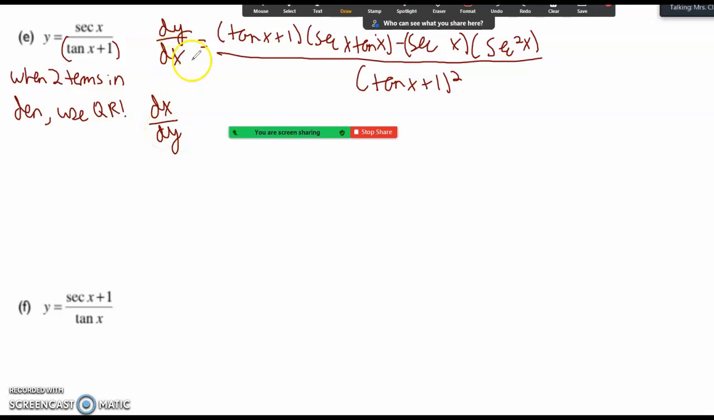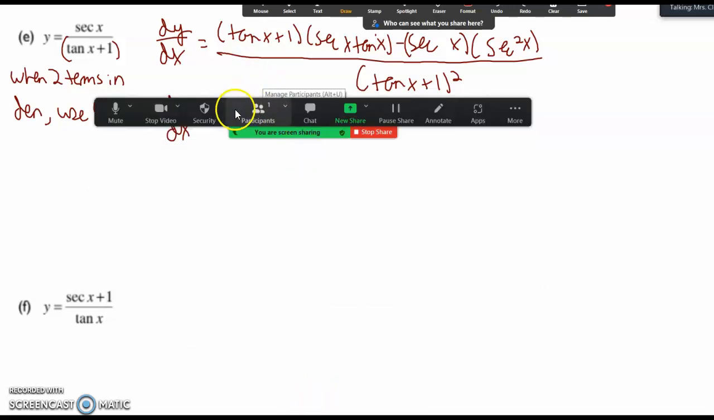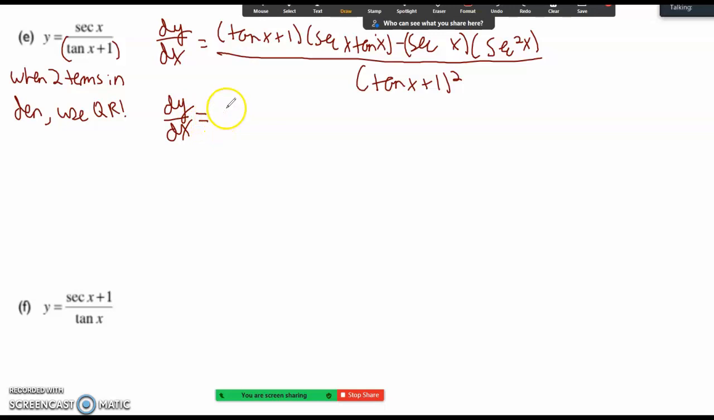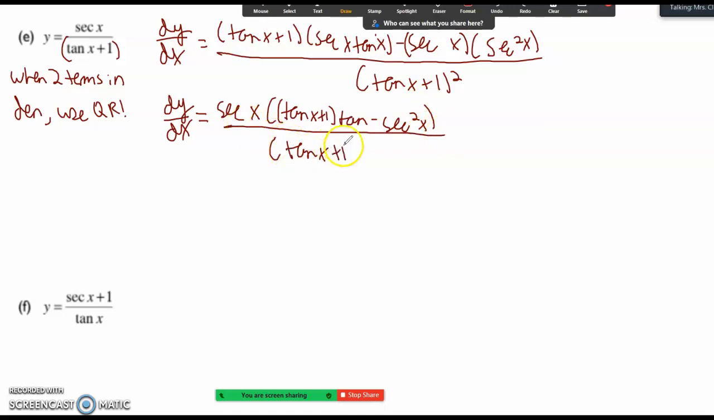So I'm going to keep simplifying, in the sense that I can pull out a secant for sure. If you can show this in fewer steps, that's fine, but I'm just showing more steps. I get tan squared plus tangent minus secant.